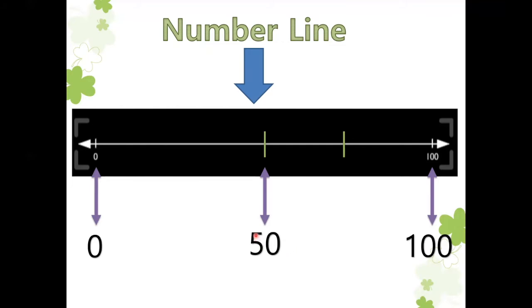Let's have another example. How about 50 and 100? What number is in between? It is, very good, 75. How about here? What number is in between 0 and 50? Good job. It is 25. When we count this, it's 0, 25, 50, 75, and 100.